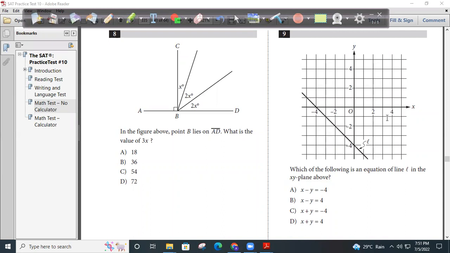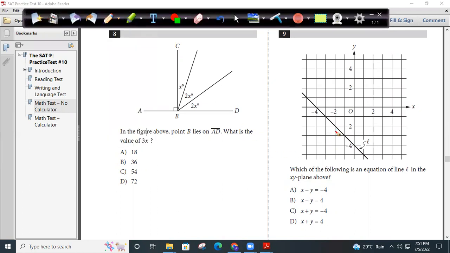Lahari, everyone type your answer. Everyone just be active. Please be active and just type your answers. Take any 2 points. Minus 4 comma 0, 0 comma minus 4. So what is the slope? 4 by minus 4, which is minus 1. So slope should be minus 1.